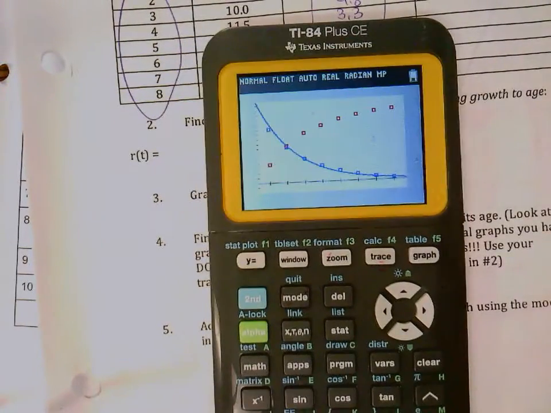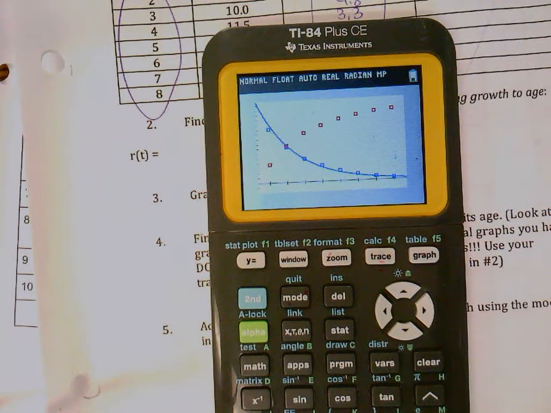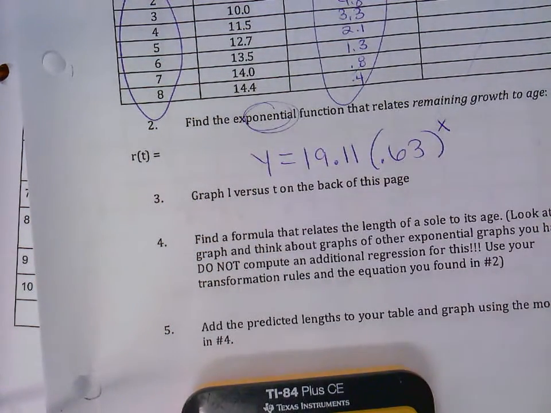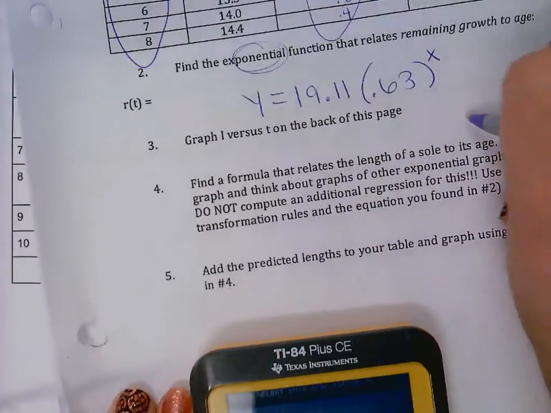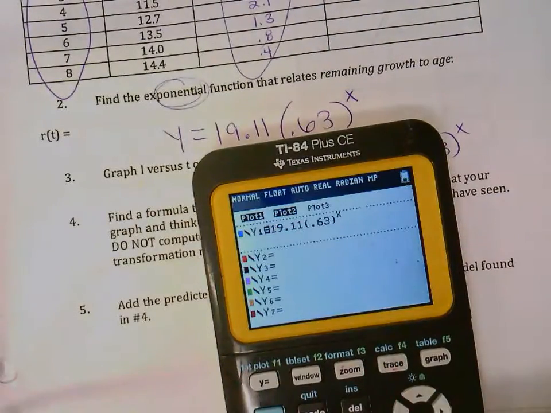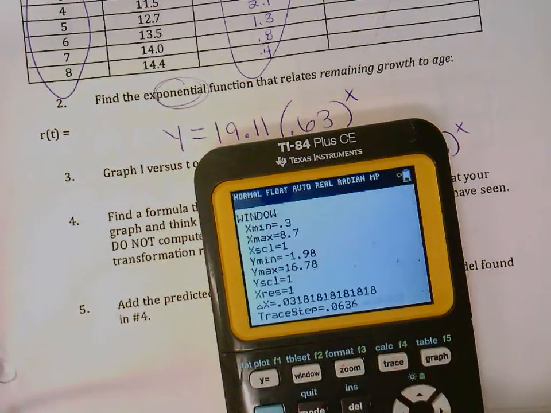So how do I go from this to this? Which way is it being reflected? Over the x-axis type reflection. So what would I do to change this equation? All right, so let's see what happens if I put a negative in front of it. Negative 19.11 times 0.63 to the x. So we're kind of just thinking about this together. I'm just going to change my window because I know that you're not going to be able to see it.